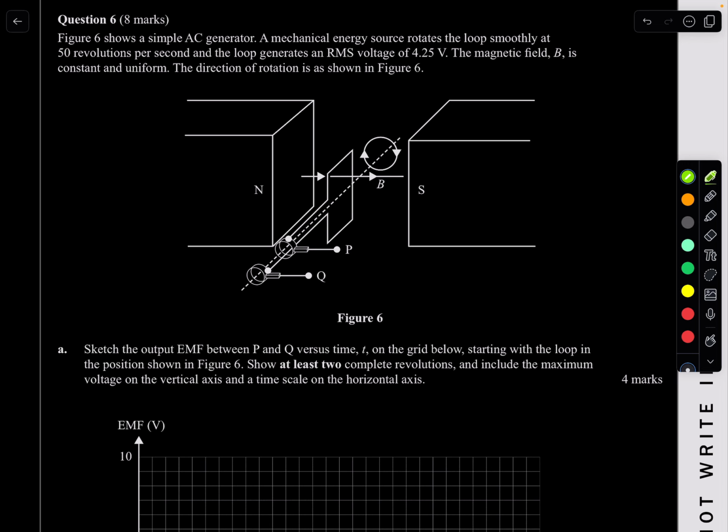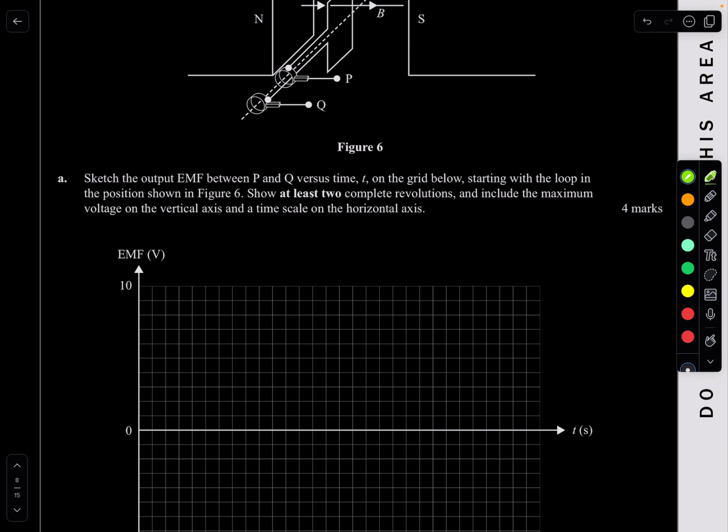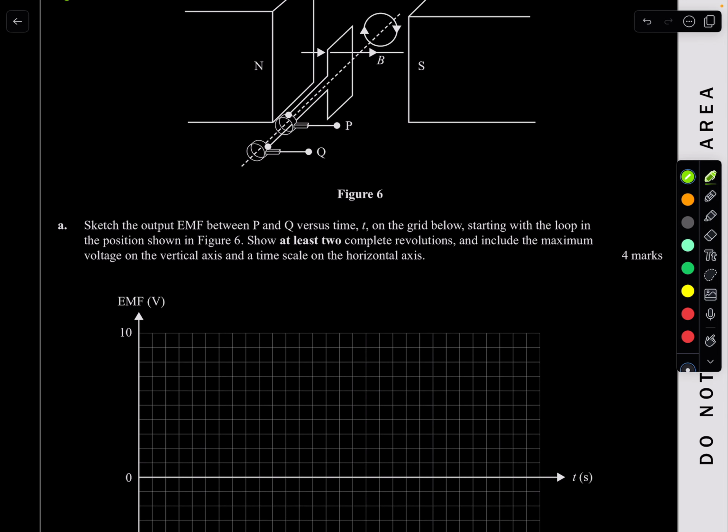Question 6. Figure 6 shows a simple AC generator. A mechanical energy source rotates the loop smoothly at 50 revolutions per second. So that is our frequency. So we know our frequency is 50 revolutions per second, which is measured in hertz. And the loop generates an RMS voltage of 4.25 volts. The magnetic field B is constant and uniform, and the direction of rotation is shown as in figure B. So it's rotating clockwise. Sketch the output EMF between P and Q versus time on the grid below, starting with the loop in the position as shown in figure 6. Show at least 2 complete revolutions and include the maximum voltage on the vertical axis and the time scales on the horizontal axis.